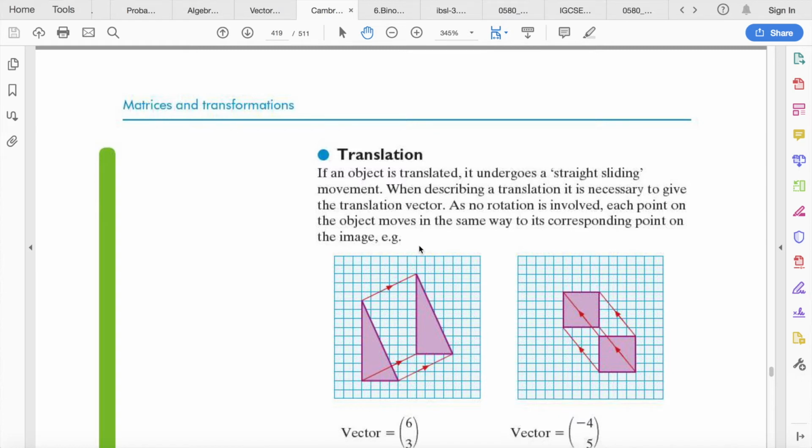The other one is vector of translation. Vector of translation shows how many units as a vector. It is just the position, the location is changing.